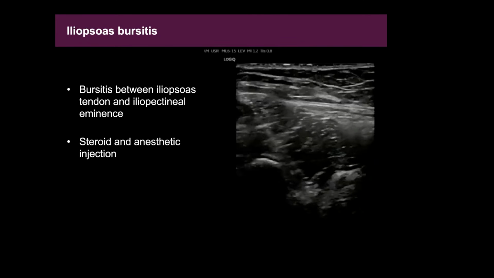So just like any kind of injection around a tendon, we're not really injecting into the iliopsoas tendon or the psoas tendon itself. We're just injecting adjacent to it. The landmark I use is the iliopectineal eminence. And just like any other injections, I use a combination of steroids and anesthetic. The video's not playing, but you should see the steroid surrounding that normal psoas tendon when you're injecting these cases.